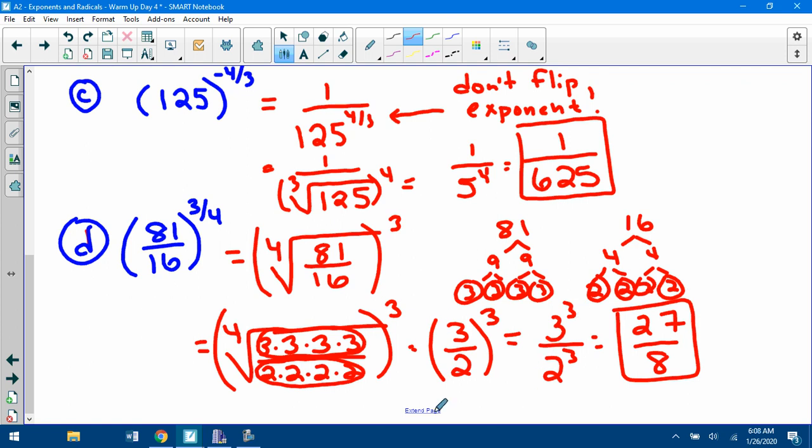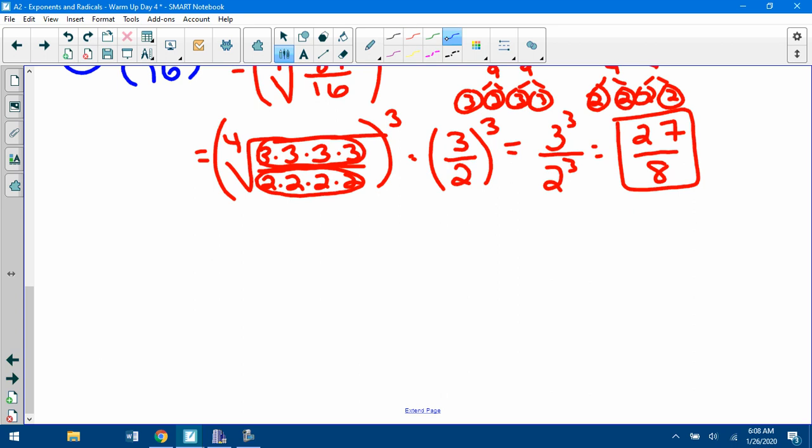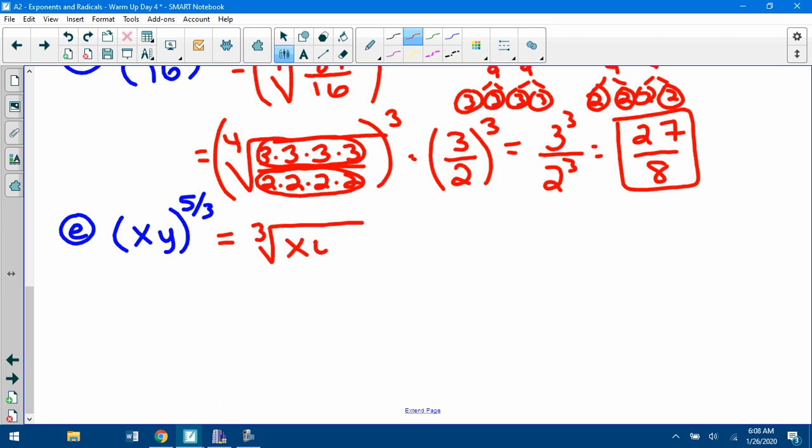All right, let's do one final one, and then we'll switch the directions up. What if I had xy all raised to the 5/3? Now, if you wanted to, you could distribute these exponents. But since they're both 1, we could also just make this one giant radical. What type of radical would it need to be? It'd be the cube root of xy. And then what power would we be raising that to in the end? To the 5th.